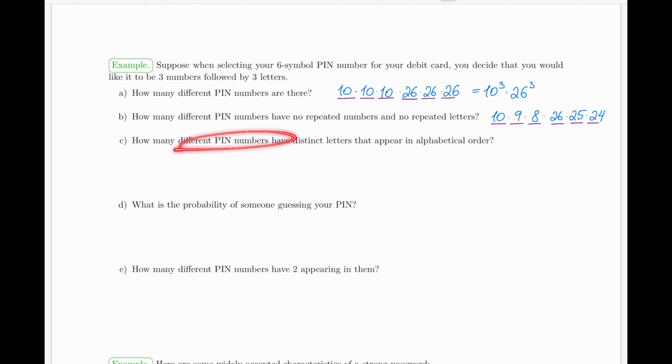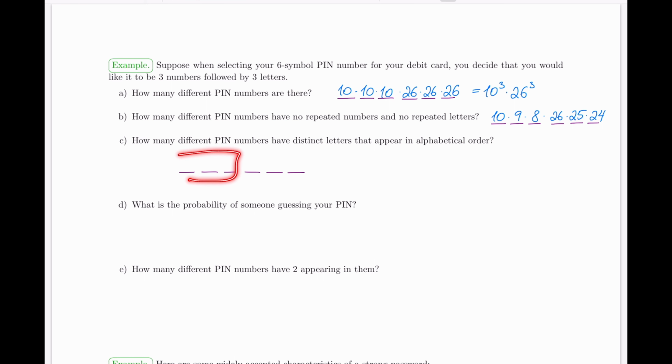How many different pin numbers have distinct letters that appear in alphabetical order? So let's think about how we're about to calculate that. So first of all, again, I'm going to think about placing all the things that I need.